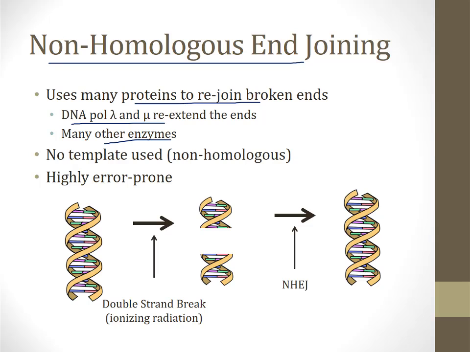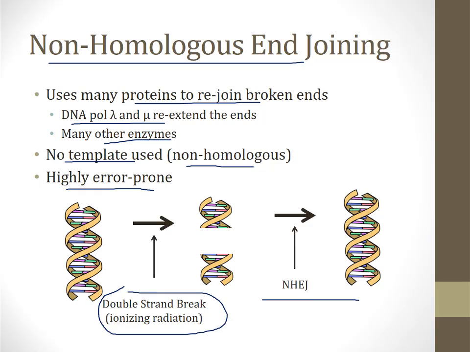Importantly, this process does not use a template. That's why it's called non-homologous. And for that reason, because there's an absence of a template, it is highly error-prone. And I've depicted this process at the bottom of the screen. You have a double strand break from ionizing radiation, for example, and then non-homologous end joining is used to bring the two strands back together.